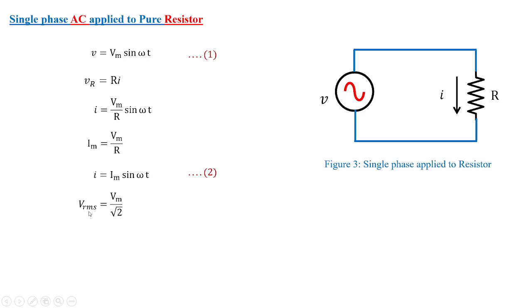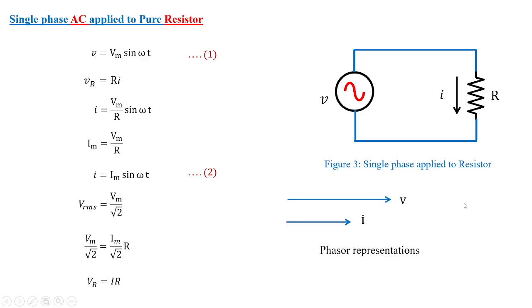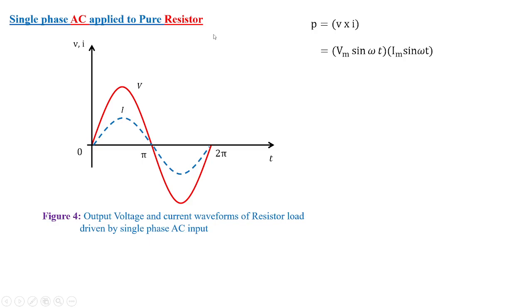Now V RMS we have already estimated, that is nothing but Vm by root 2, and if we substitute the value of Im by root 2, then we are going to get the RMS value of current through the resistor. Now you can see a straight line is drawn, that is the voltage is followed by the current i in the same direction. These two quantities, voltage and current for a resistor, are purely in phase. So this is a phasor representation for single phase AC when it is applied to a resistor.